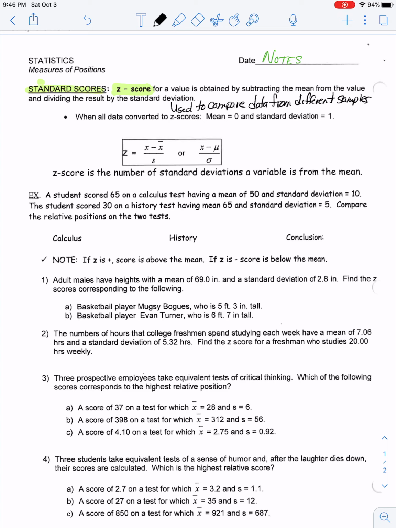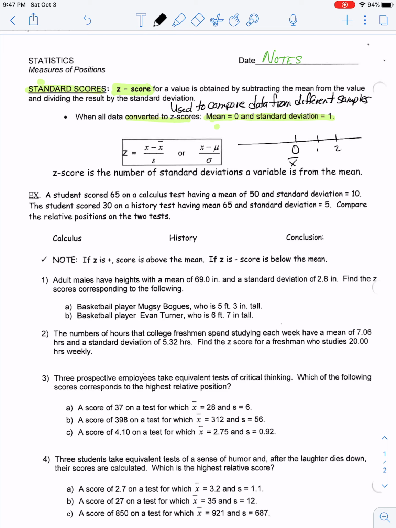So what we do is a conversion so that all of our data values are on a level playing field. We want to convert things into a z-score such that we have a mean and a standard deviation of 0 and 1. It's like taking your number line and making a true number line, where the mean is 0.